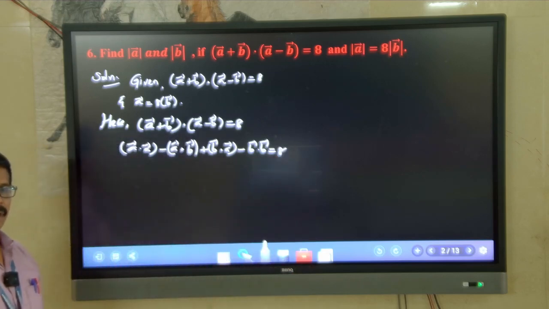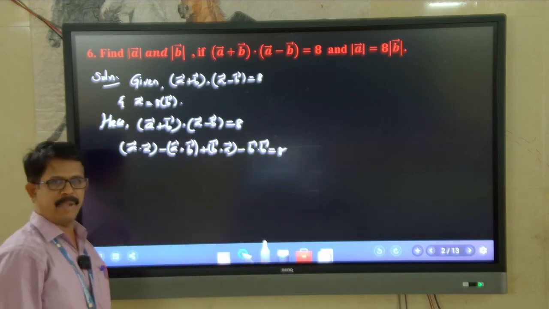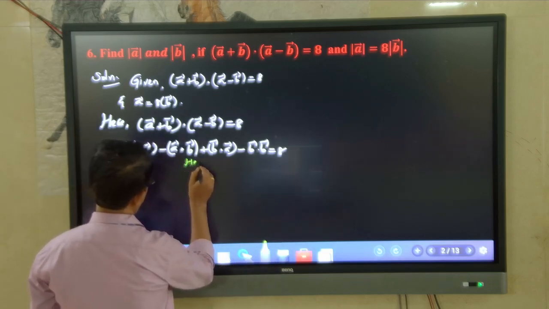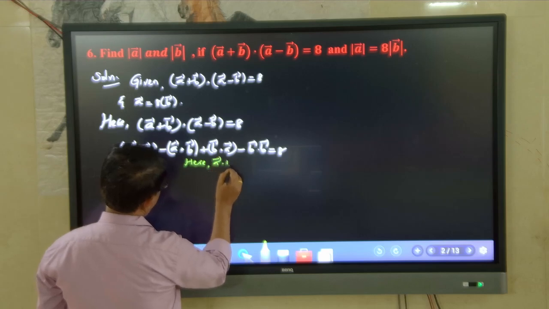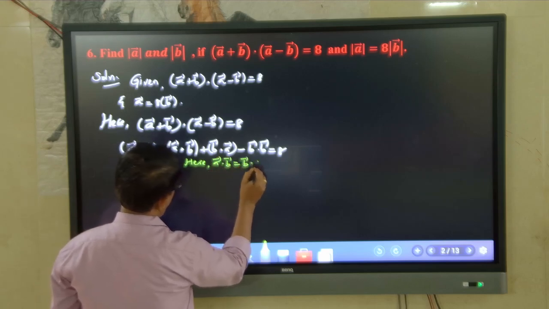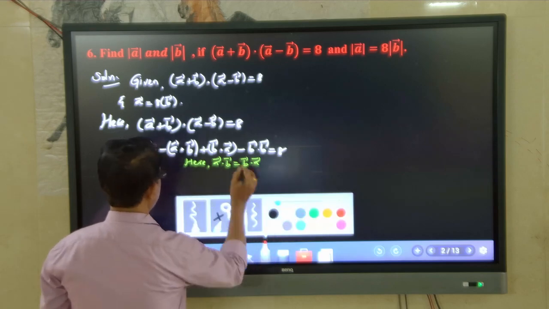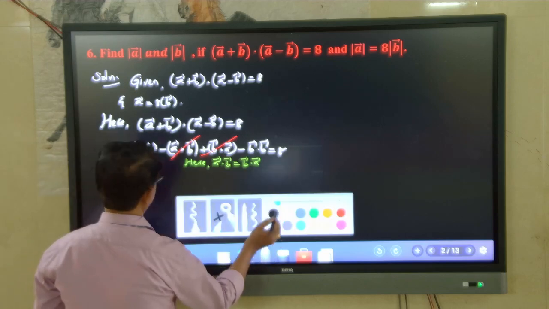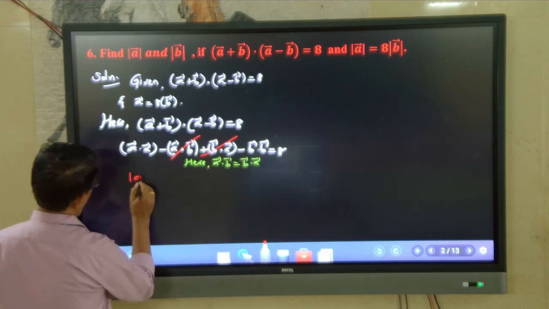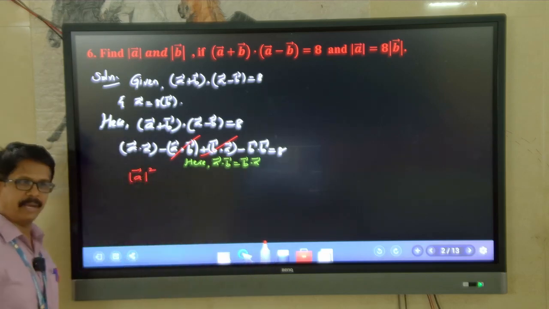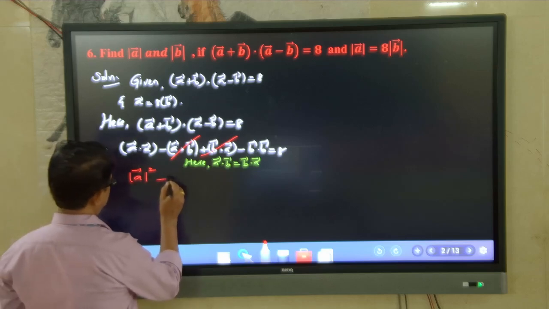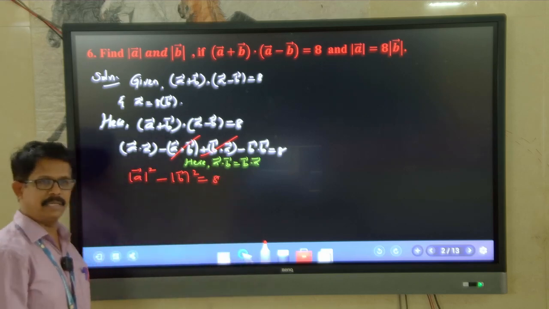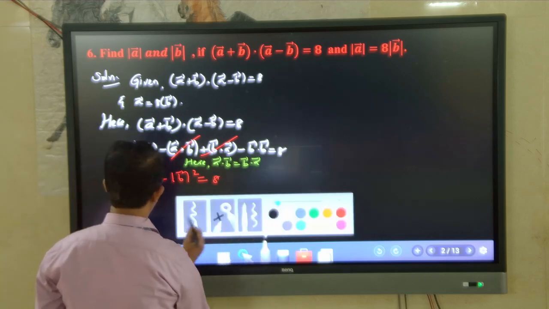Correct? It is the commutative property, correct? A dot B equal to B dot A. Here, A dot B equal to B dot A. That means these two are cancelled. Correct? What is remaining here? A dot A equal to modulus of A vector square, we can write, correct? Minus modulus of B vector square equal to what? 8. Isn't it?